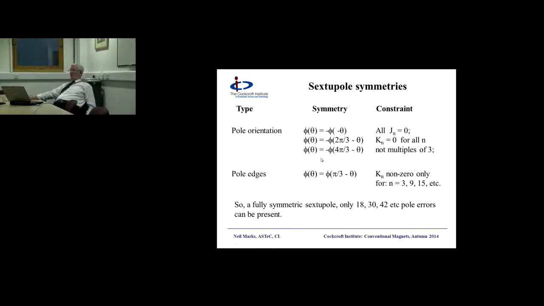And then the sextupoles, we can do the same thing again. We can look at the symmetries due to the pole orientations and then the symmetries due to the pole edges. And we find that the first error in the sextupole is at 18-pole, and then 30-pole, and then 42-pole. And so nature's being very beneficent to us in that as long as we keep our magnets fully symmetrical, we can get rid of an awful lot of errors. And that makes life much easier when we come to build our magnets.